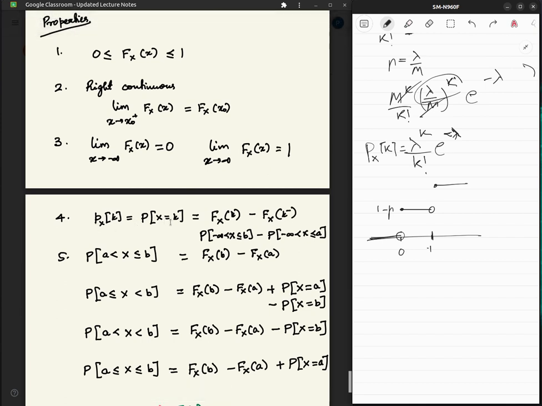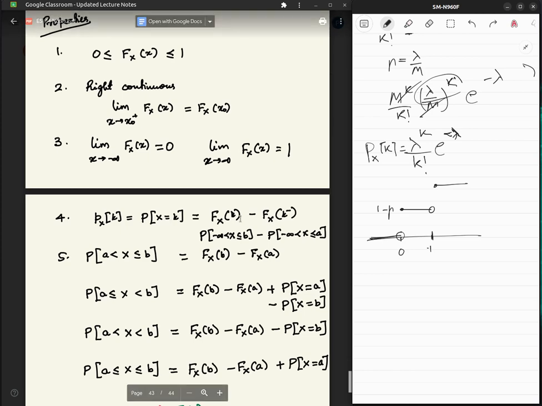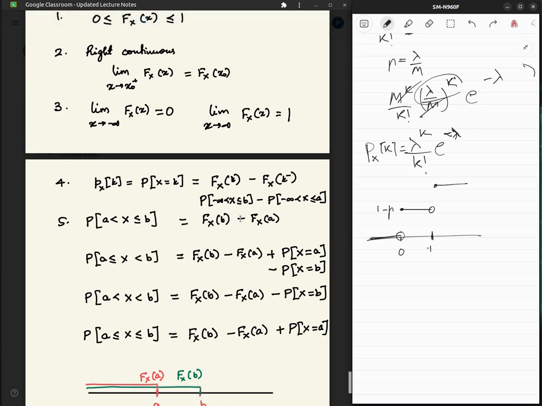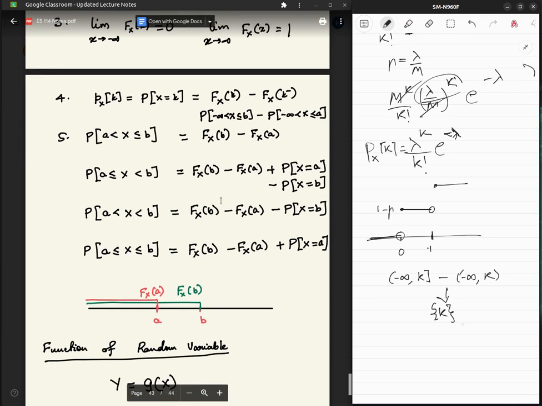P sub x of k equals the probability X equals k equals... Oh yeah, all of this is probably gonna be important, right? So because it's right continuous, fine. So it's like F_X(k), it's involving k, so it's on this interval, from negative infinity to k, and then you are not having this interval. So like, okay, F_X(k minus), this is negative infinity to k, not inclusive, right? Yeah. So that's gonna be p sub x of k, sure. That makes sense, because this just gives the set k itself. Makes sense. Yeah.